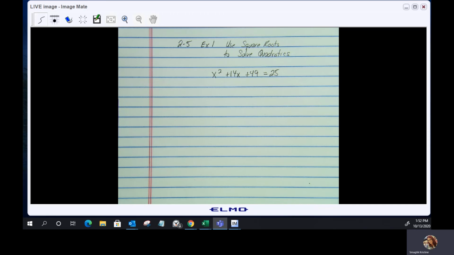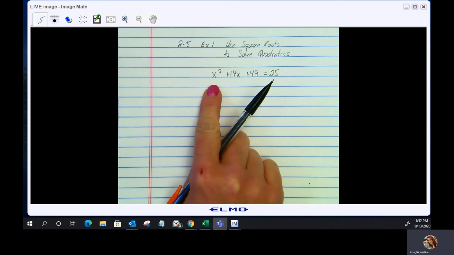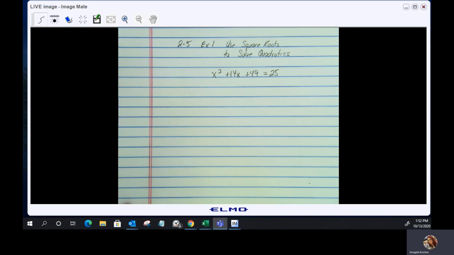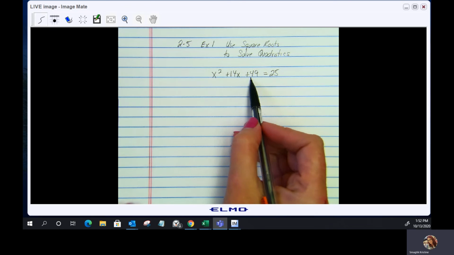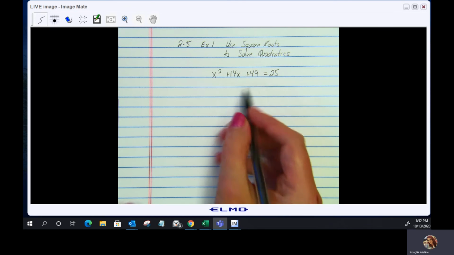Let's take a look at topic 2.5, example 1. We're going to use square roots to solve quadratics. So here's my equation, and I want to solve to find x. I have a quadratic over on the left side. I'm going to go ahead and factor that.